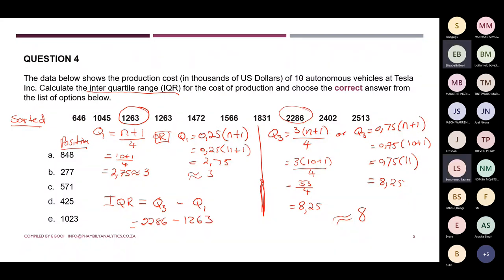And what is the answer? 1023, which is option E. Option E. Are we good? Yes.